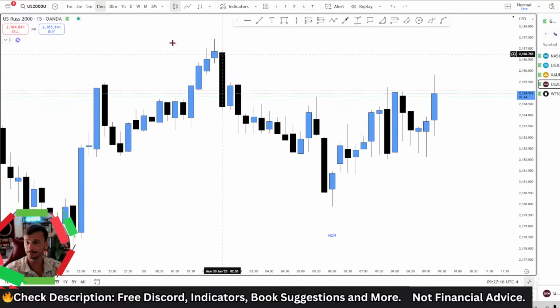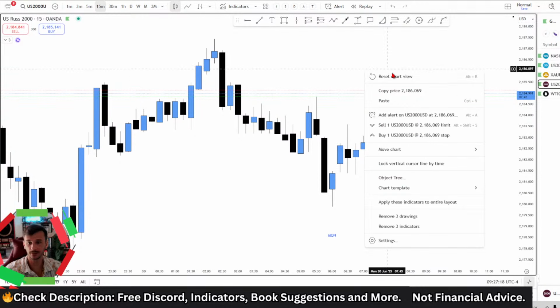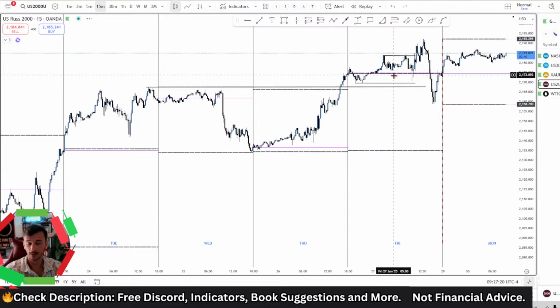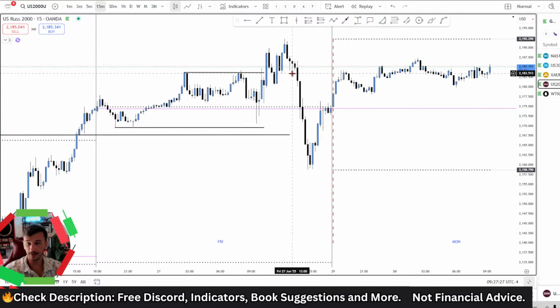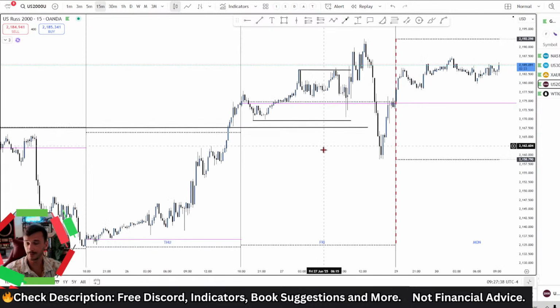Okay, the Russell. I think I was looking at the Russell earlier and it looked interesting. Yeah, so it was from Friday. Friday we had the 3 sessions of breakout. Broke down again in the afternoon, going vertical back down. And that really is, again, going to put us in between a high and a low, very similar to everything else.